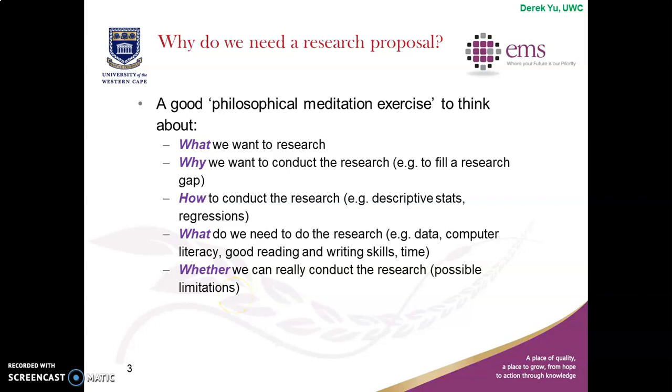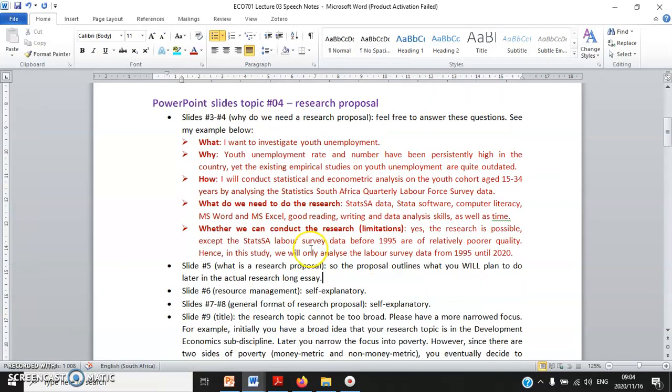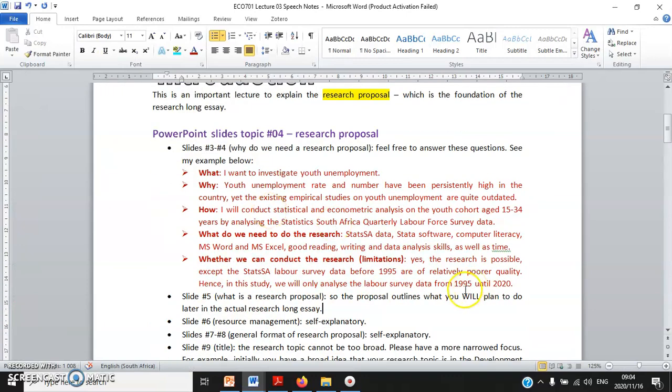Okay, then just be honest. If there are limitations, then just mention it in your research proposal or your actual research essay. And then in your lecture notes, lecture speech notes 03, I provide you an example, okay? So this is an example.